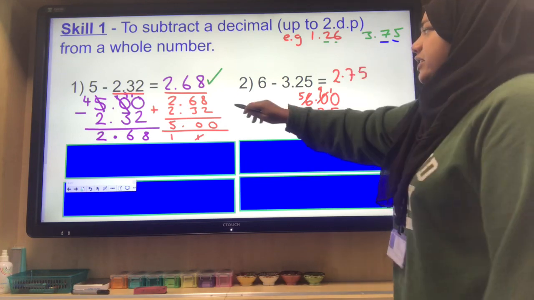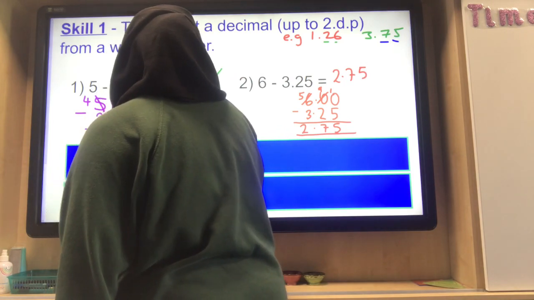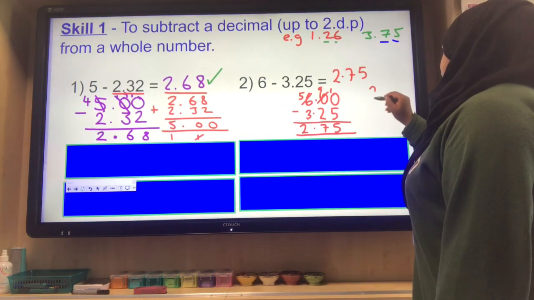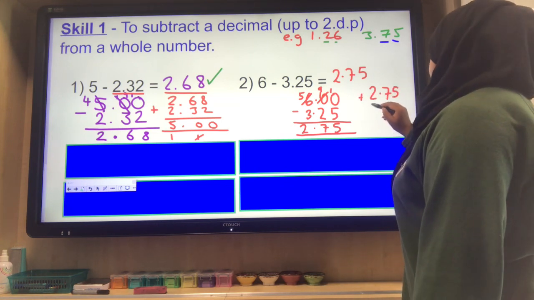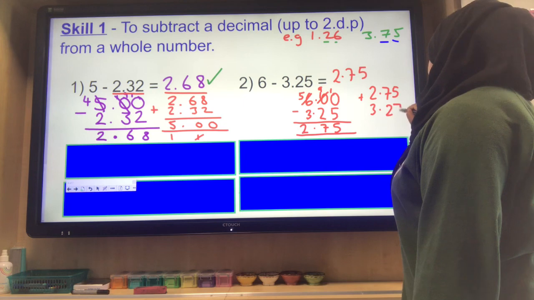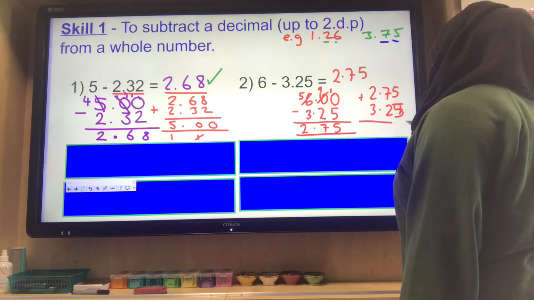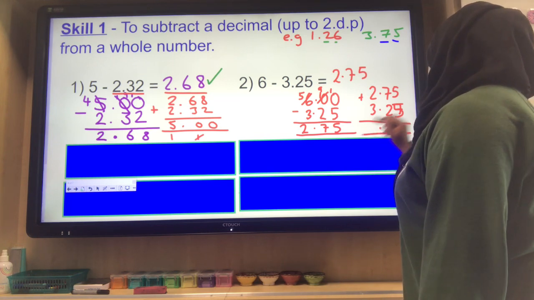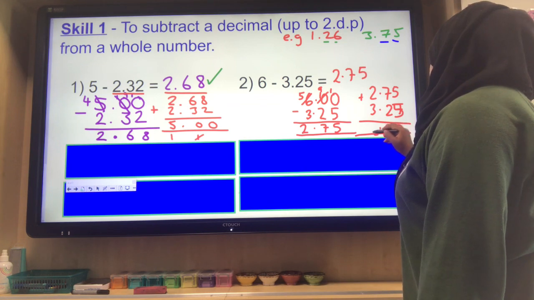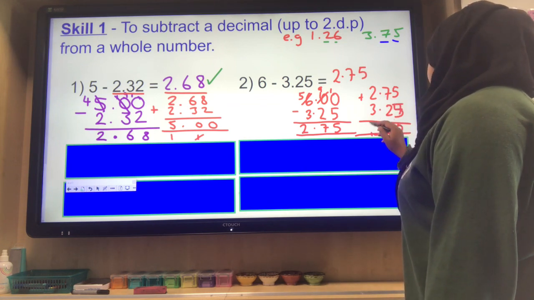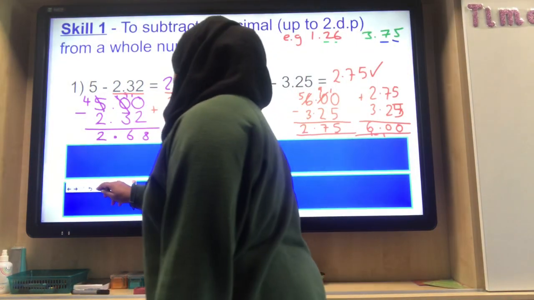I'm just going to use a checking strategy here, so I'll use a different coloured pen to check my work. So I'm going to do the following calculation: 2.75 plus 3.25, and it should give me the answer of 6. So let's have a look. Decimal point. 5 add 5 is 10. 7 add 2 is 9, add the 1 is 10. 2 add 3 is 5, add the 1 is 6. So I know that that is accurate. Are you happy with that, Mrs. Gale? Yeah, very happy with that.